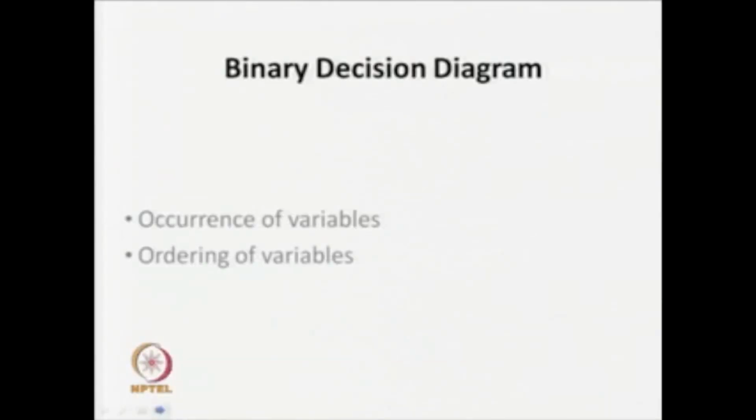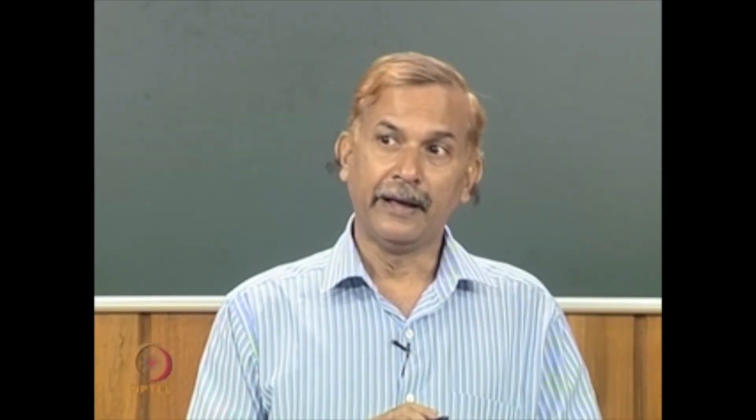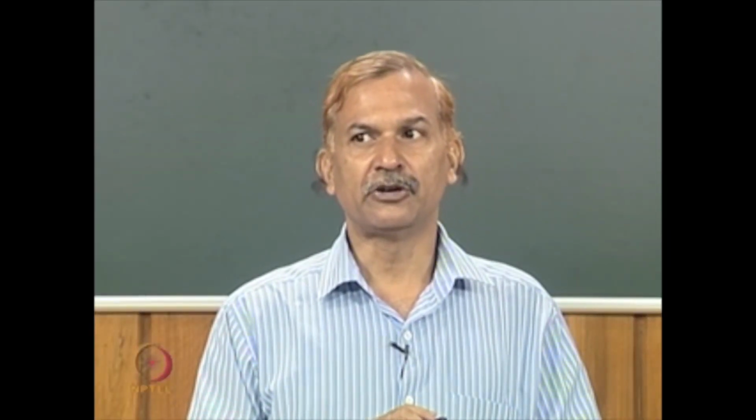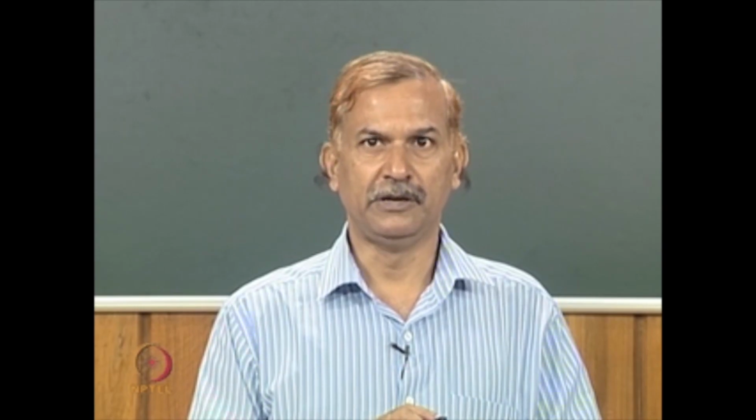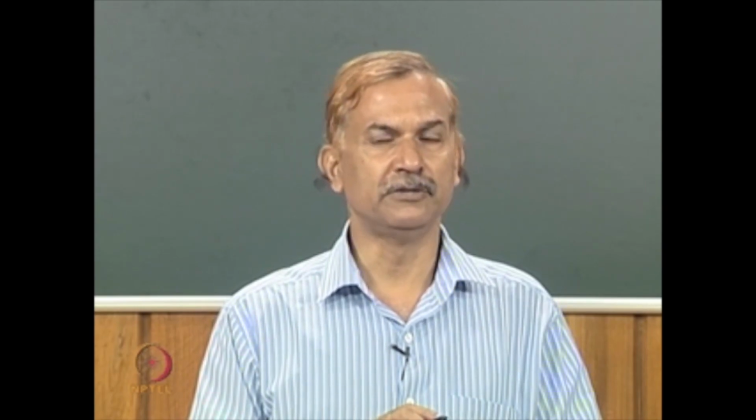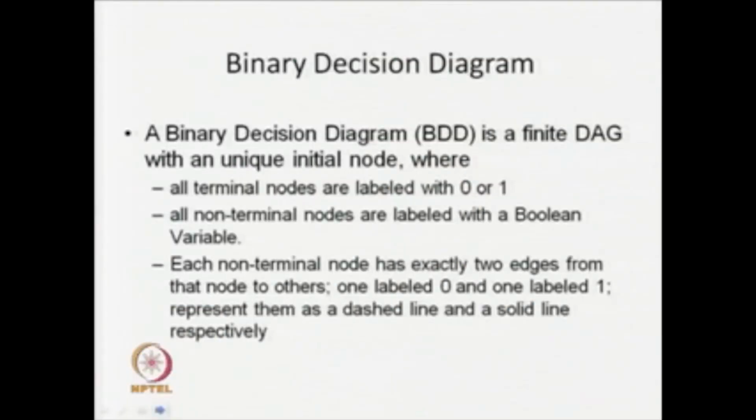But when you look into the construction of our BDD, we are not putting any restriction on the ordering of variables the way they may appear in our BDD, and we are not giving any restriction on the occurrence of variables in a particular path. A variable may appear in many places, because if you look into the definition, a binary decision diagram is a finite DAG with a unique initial node.